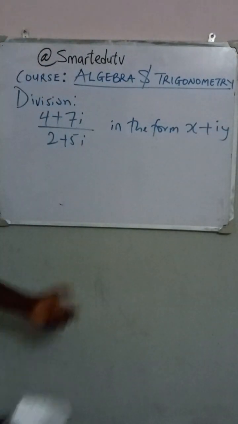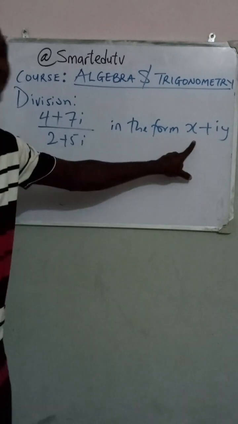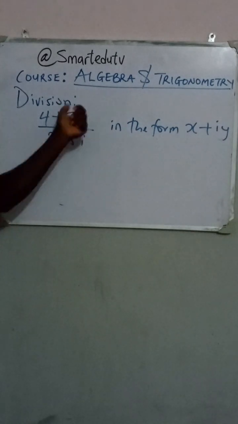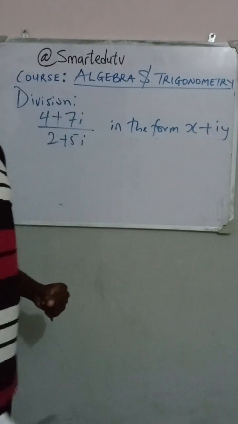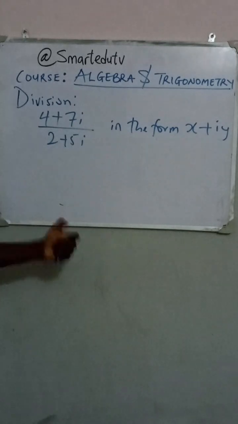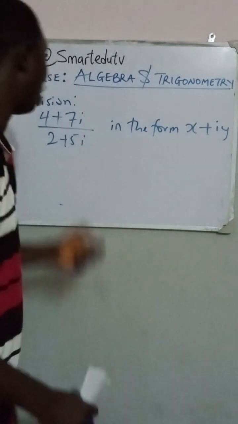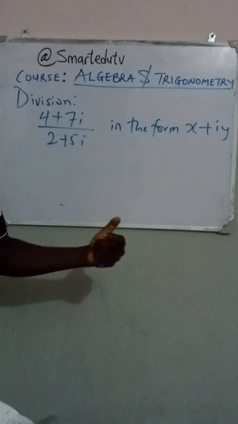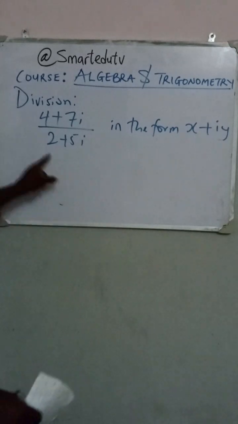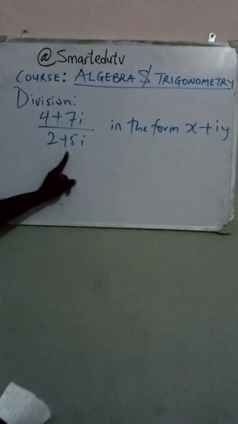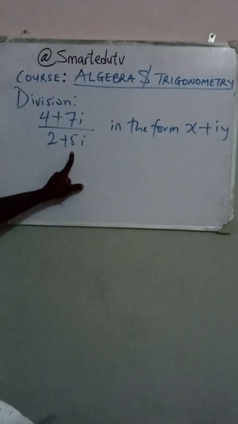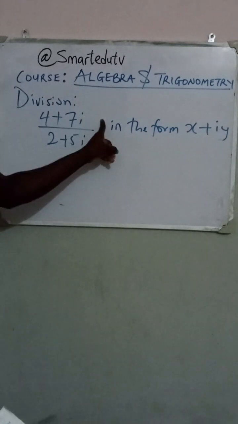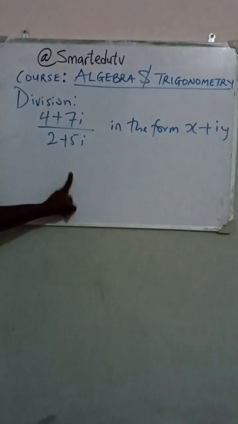It means they want you to separate them in such a way that the real part stays alone and the imaginary part also stays alone. I want to evaluate this division in the form x plus iy. This is an example of division of complex numbers. How do I evaluate this? I must multiply the numerator and the denominator by the complex conjugate of the denominator. This is 2 plus 5i, its complex conjugate is 2 minus 5i. So I multiply both the numerator and the denominator by 2 minus 5i.